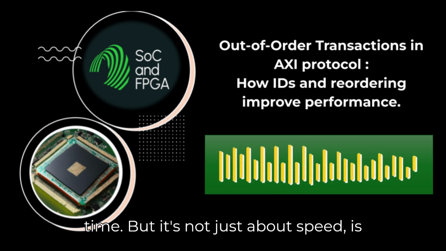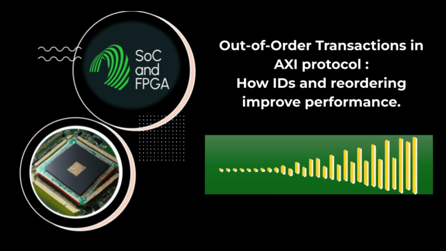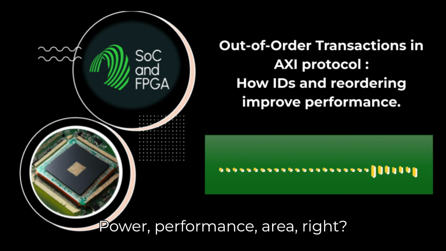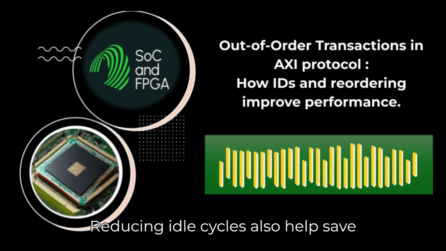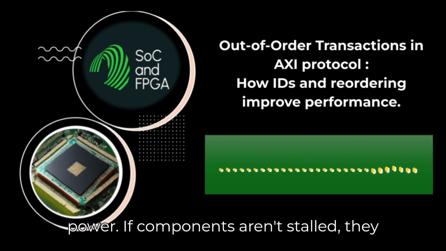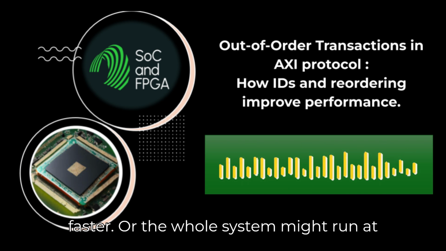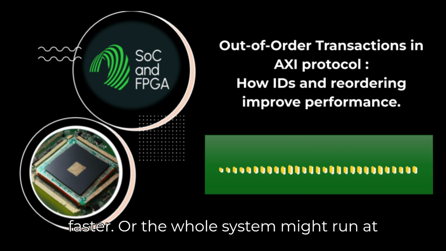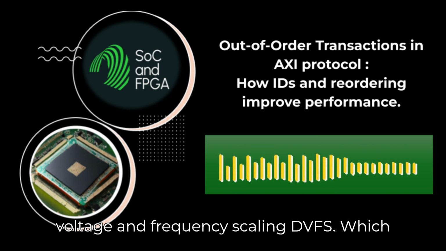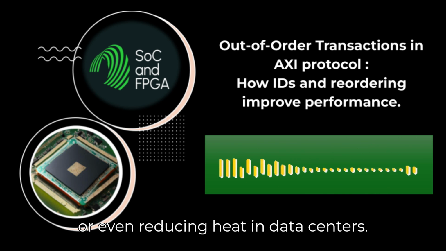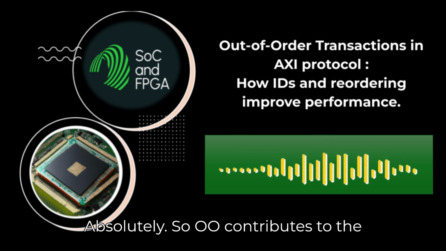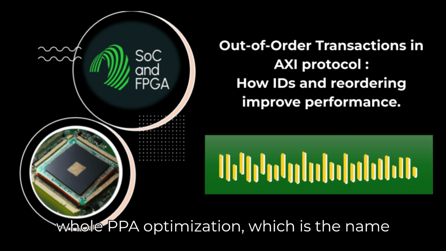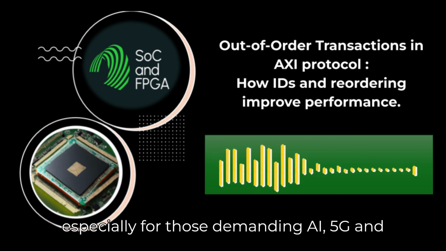But it's not just about speed, is it? There's a broader PPA picture. Power, performance, area. Right. Reducing idle cycles also helps save power. If components aren't stalled, they can potentially enter lower power states faster, or the whole system might run at a lower frequency and voltage, dynamic voltage and frequency scaling, DVFS. Which is critical for battery-powered devices or even reducing heat in data centers. Absolutely. So OO contributes to the whole PPA optimization, which is the name of the game in modern SoC design, especially for those demanding AI, 5G, and automotive applications.